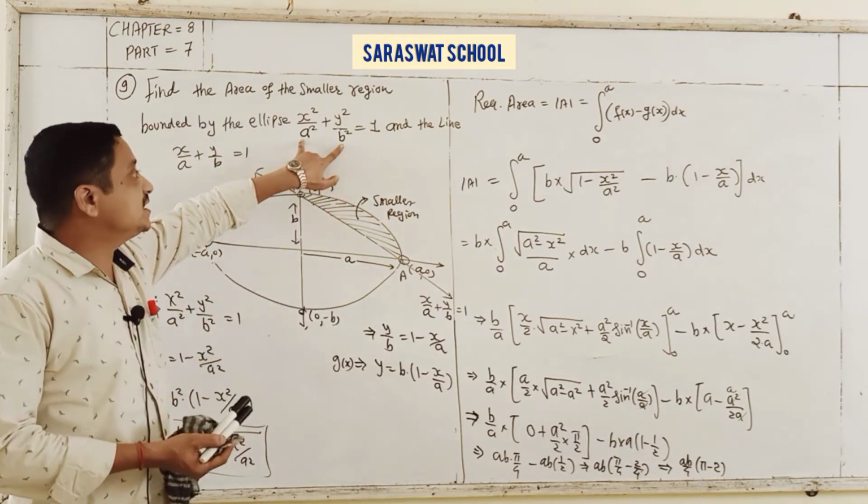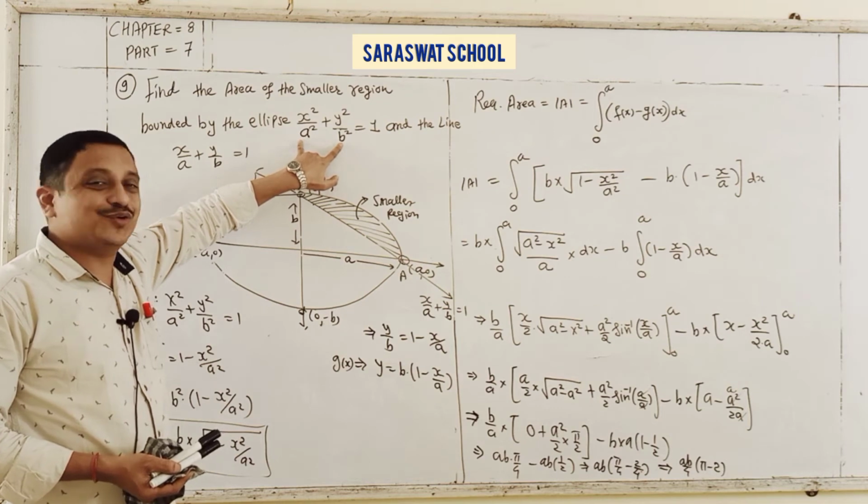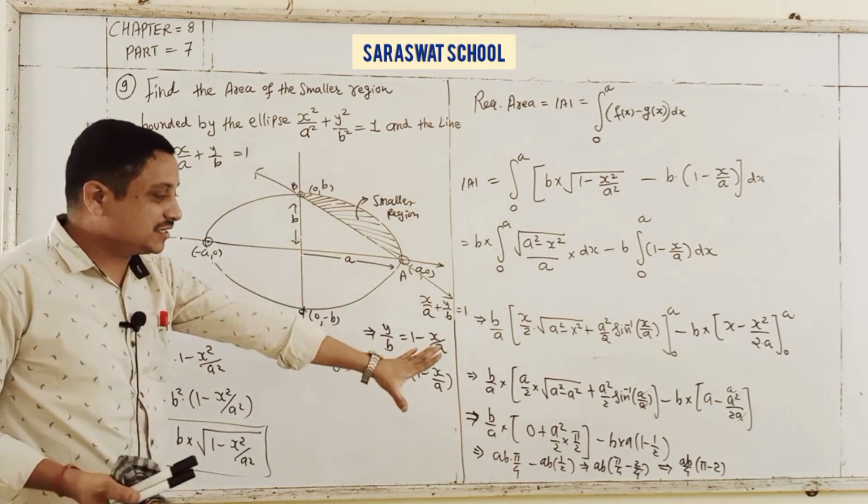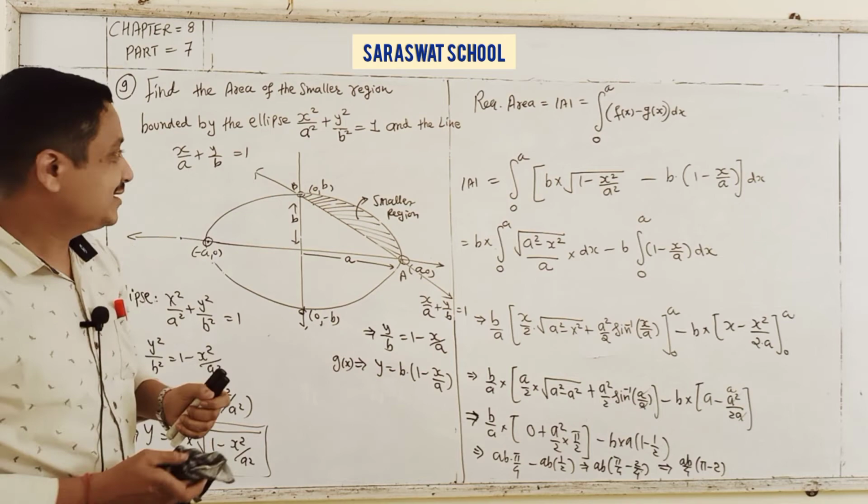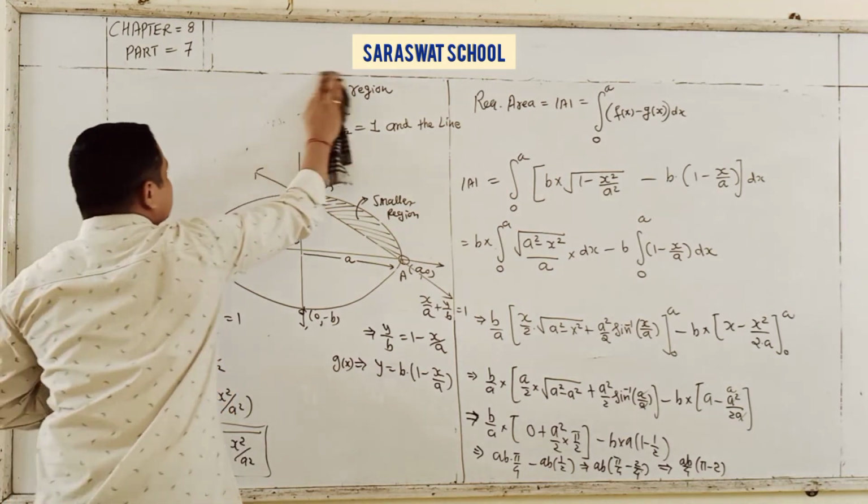If you are given an ellipse here, just like 36 and 4, a and b defined, direct answer ab by 4 pi minus 2. Now moving to the 10th one.